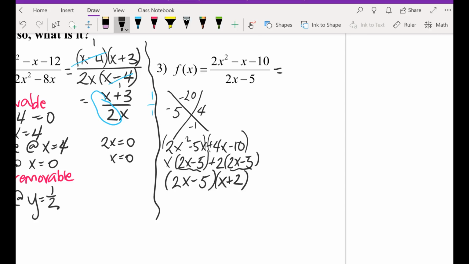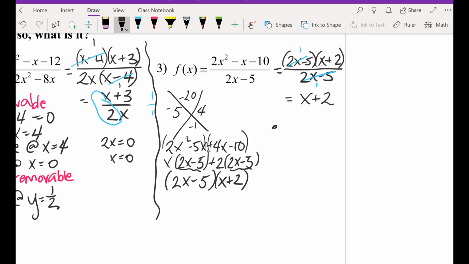Okay, so the numerator factors to 2x minus 5 times x plus 2, all over 2x minus 5. Once we factored, we're able to find if there is a hole. Is there a common factor in the numerator and the denominator? Well, yes, there is. So when we reduce, we are simply left with x plus 2. Now that looks familiar. Any ideas what that might be? Oh, yes, it's a line.